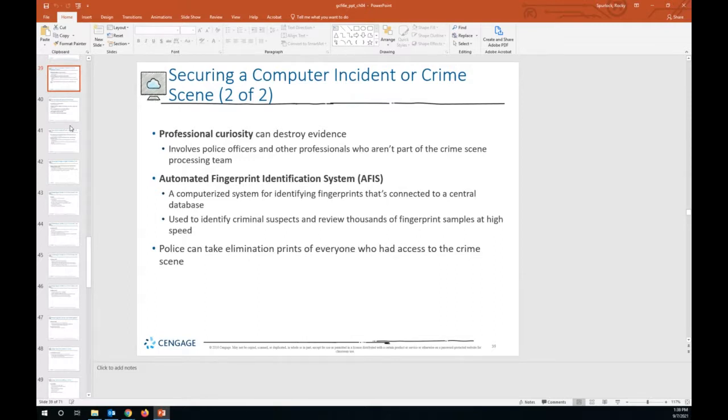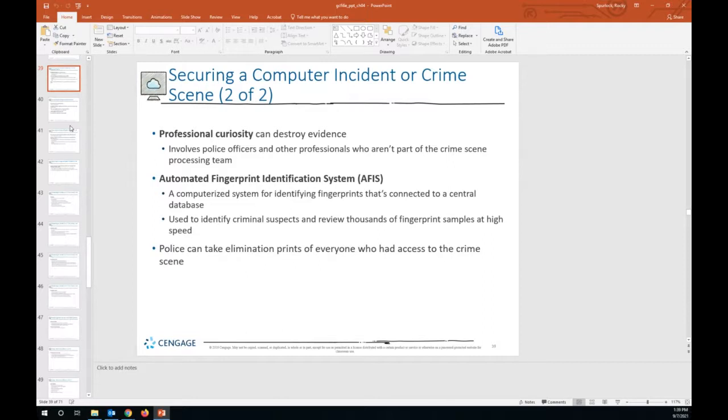Professional curiosity can destroy evidence. Professional curiosity is a common cause of evidence that is lost or corrupted. And what this does, it involves the presence of police officers or other professionals who aren't part of the crime scene processing team.